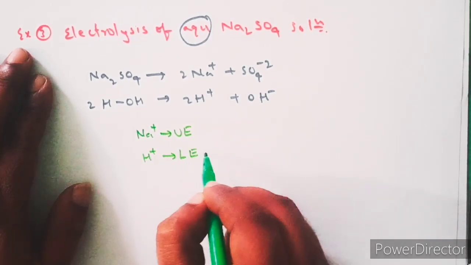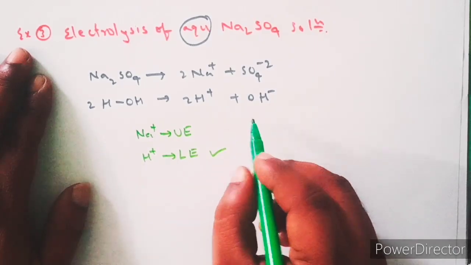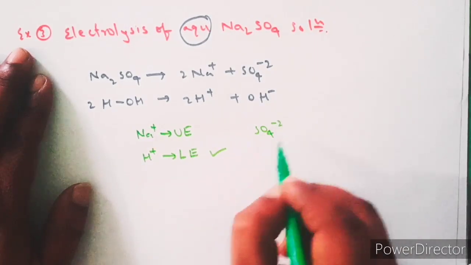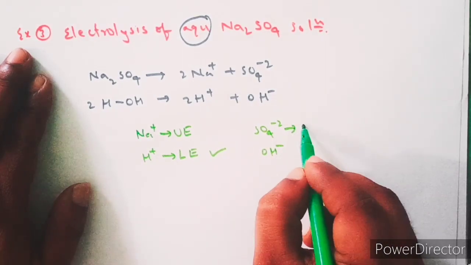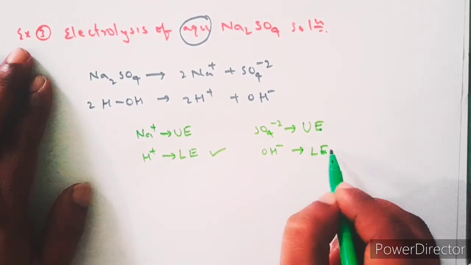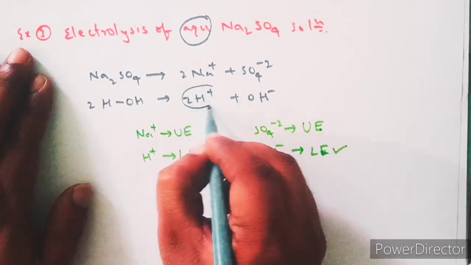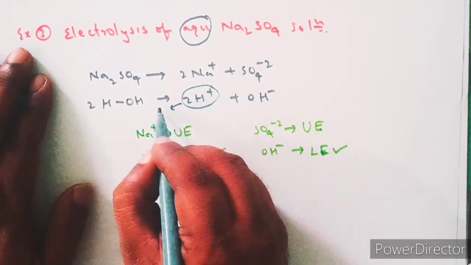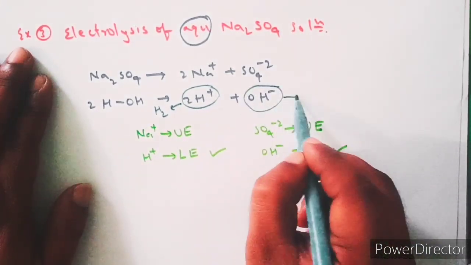So which will be discharged? The lower element will be discharged here. In case of sulfate and hydroxide ion, sulfate is the upper element and hydroxide ion is the lower element. So hydroxide will be discharged. We already discussed what happens here: proton will be discharged as hydrogen gas, and hydroxide ion will be discharged as oxygen gas.